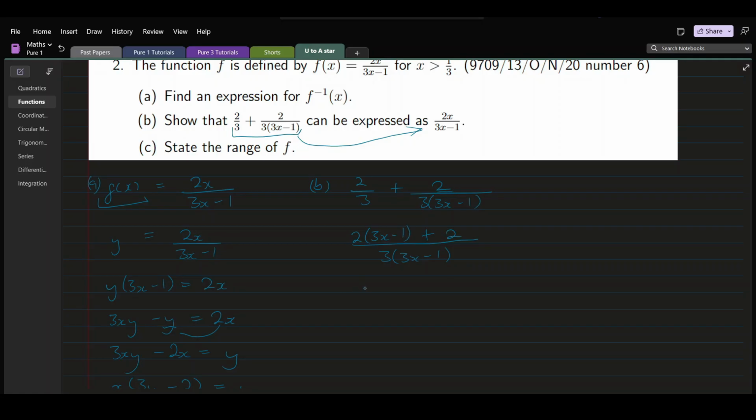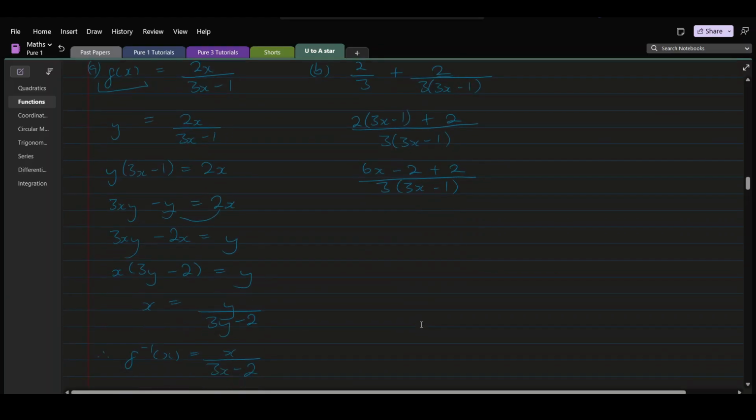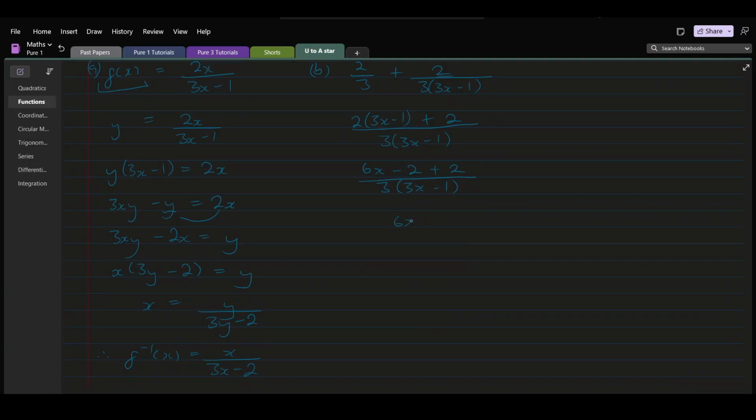Let's expand the numerator, that becomes 6x minus 2 plus 2, and this is all over 3 times 3x minus 1. And if we simplify our numerator, we have 6x over 3 times 3x minus 1. Then if you cancel out the 3 here, you end up with a 2 on your numerator, and therefore 2x over 3x minus 1, which is our function f of x.